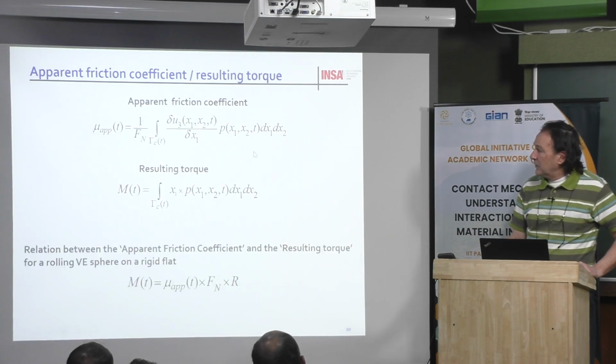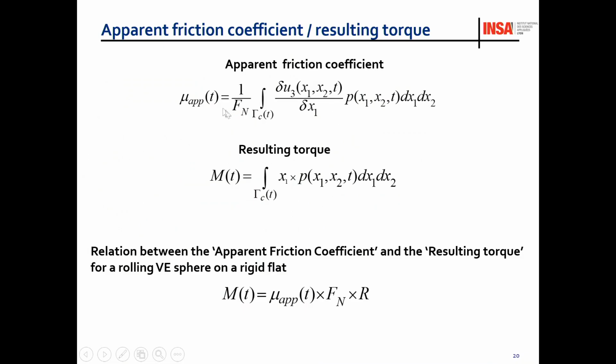Okay, now what is important here are these three equations. The first one here is the apparent friction coefficient. It is due to the slope of the contact. Because you deform the surface, and the pressure is always normal to the surface, the slope is important. The slope multiplied by the pressure and divided by the normal load gives you the apparent friction coefficient.